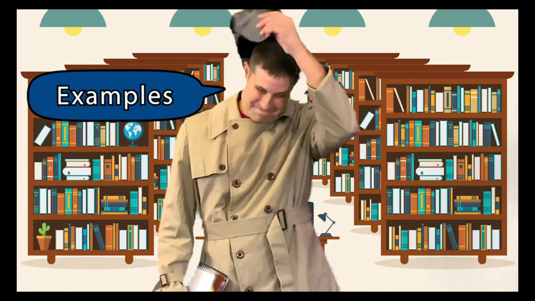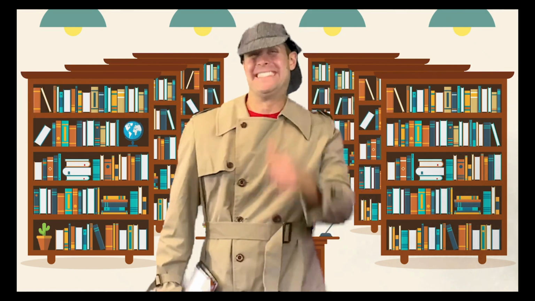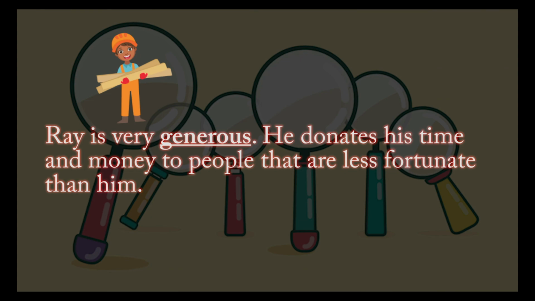The third letter in ideas is an E. The E represents examples. Let's get on our thinking caps and learn a little bit more about examples. Ray is very generous. He donates his time and money to people that are less fortunate than him. The word generous means kind and giving. It gives an example in the second sentence of the text by saying that he donates his time and money to others.